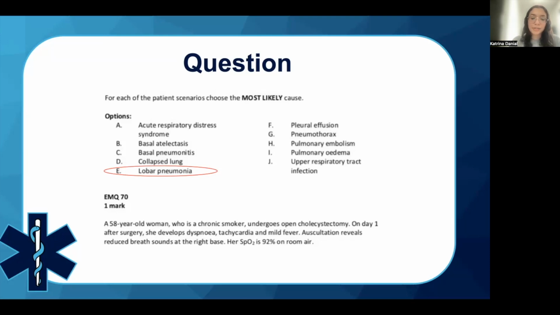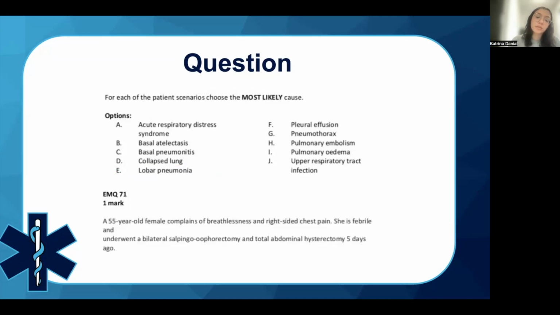Yeah, it's pretty easy. And it's not going to be atelectasis. It's not going to be a collapsed lung because there are still lung sounds. It's just reduced. It's a pneumonia.